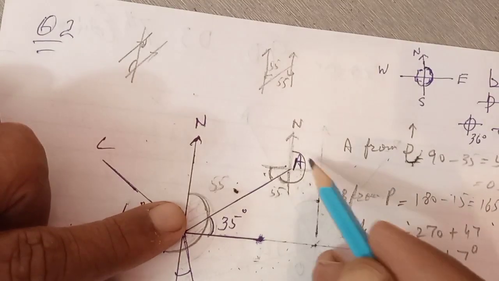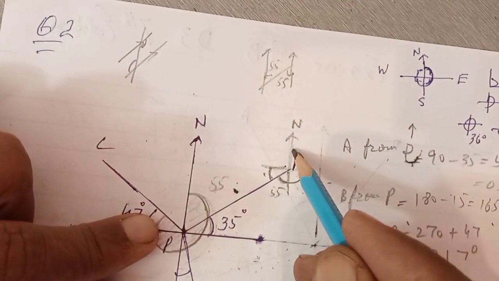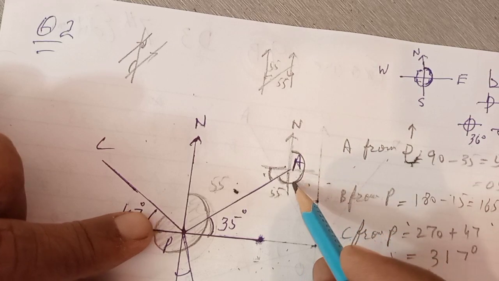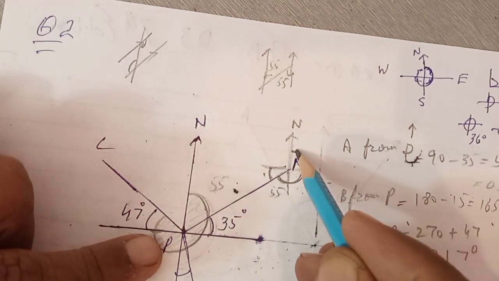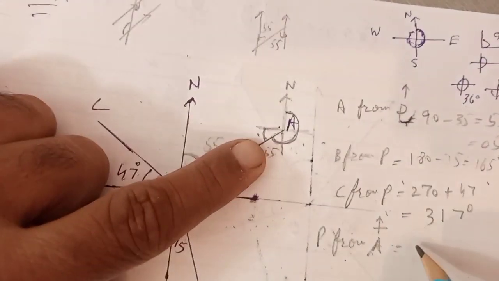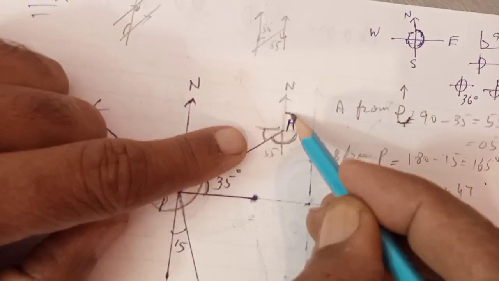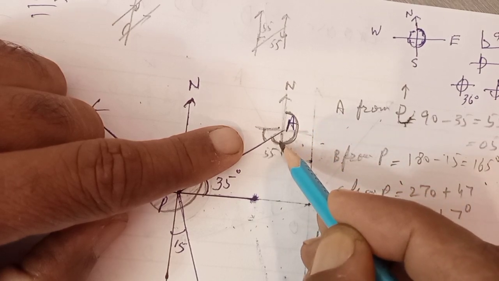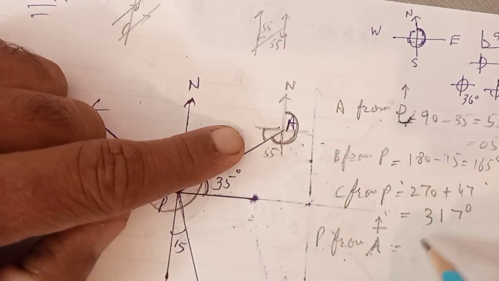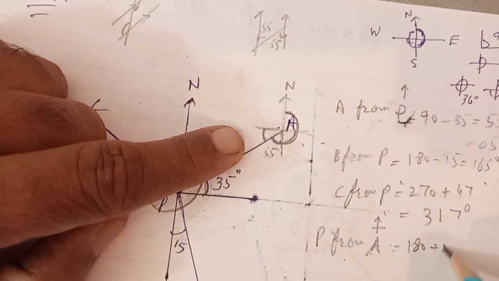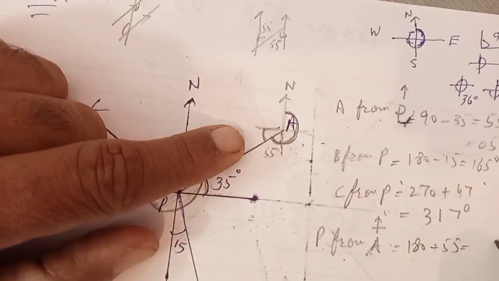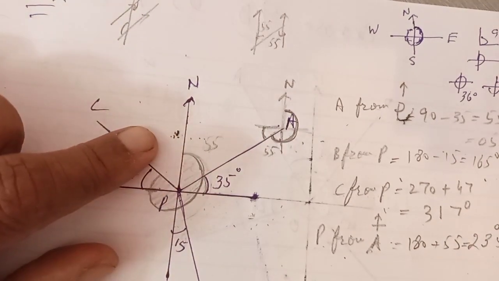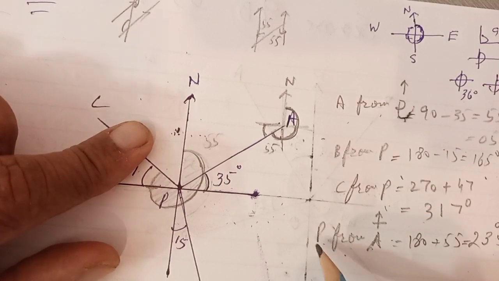Now we calculate the bearing of P from A. We start from the north pole at A and go up to the line AP. How will we calculate it? We move 90, 90, 90, that is 180. When we reach 180, we move 55 further, so 180 plus 55. What is the sum of these two angles? 5 plus 5 is 10, 8 plus 1 is 9... the answer is 235. This is the bearing of P from A.